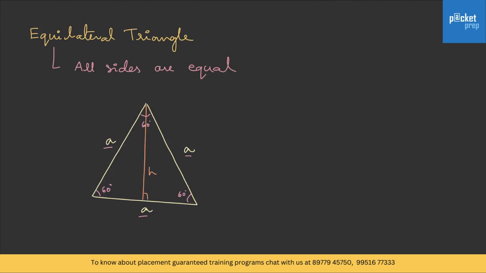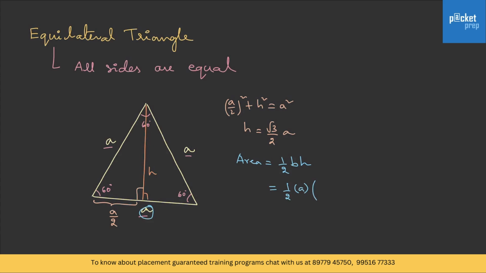Let's take the height of the triangle as h and this part will be exactly a by 2. Now in order to find the area, we need to know the height. So this is 90 degrees. Using Pythagoras theorem, I can write (a by 2) square plus h square is equal to a square, or h is root 3 by 2 a. Now area is half base into height. Half, base here is a, then height we just found is root 3 by 2 a. So this is root 3 by 4 a square. Now how about perimeter? It is the sum of all the sides. So a plus a plus a, that is 3a.